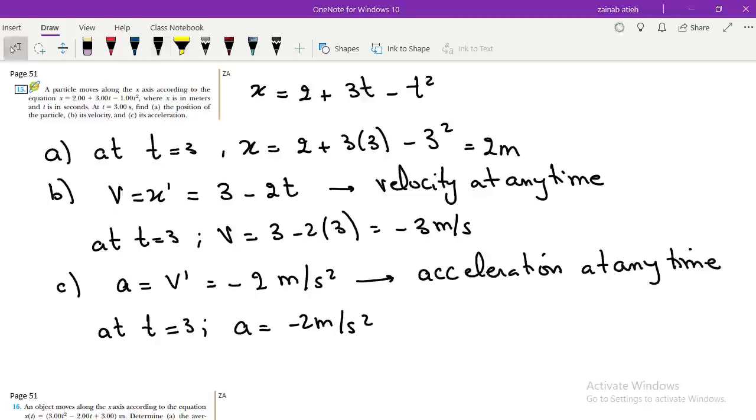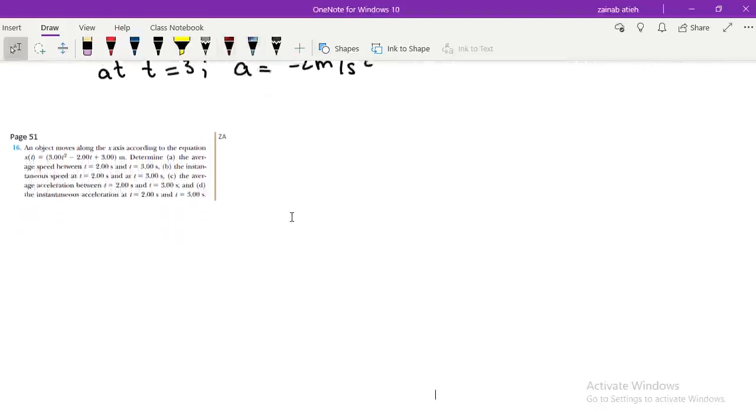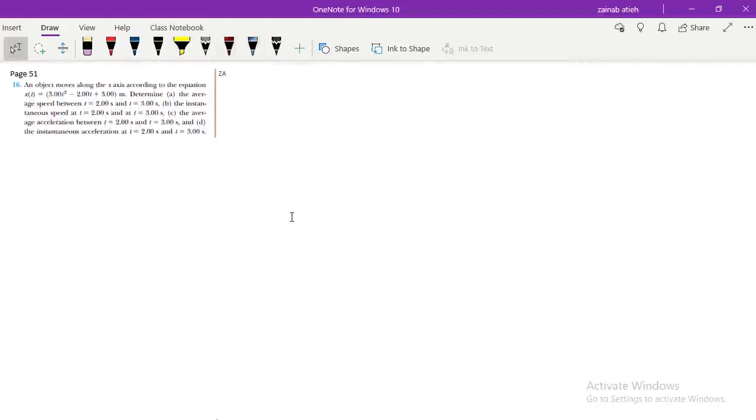Now let's move to problem 16, page 51. Before you work on this problem, I need you to correct something here in part A. They put speed in the question. It's not the speed, it is the velocity.